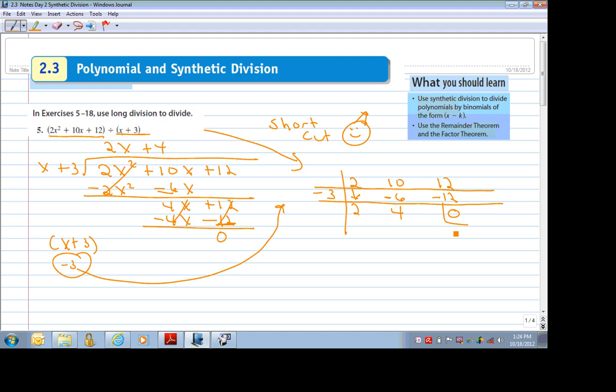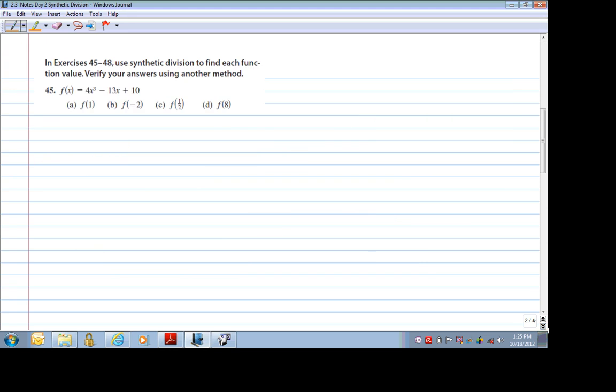Now, you have to realize you started with a quadratic, and you have reduced that by 1 degree, so this is now a linear expression, and these would be the coefficients now. So you would have 2x plus 4. And that is the same as we got when we did long division. So it's just a little bit simpler, a little bit quicker in some cases. Let's go on and try a few more problems.